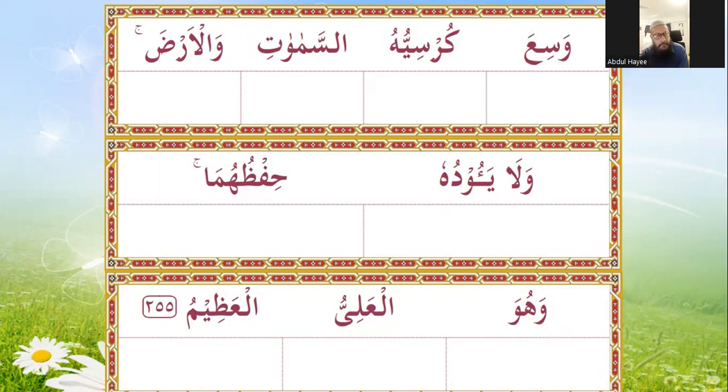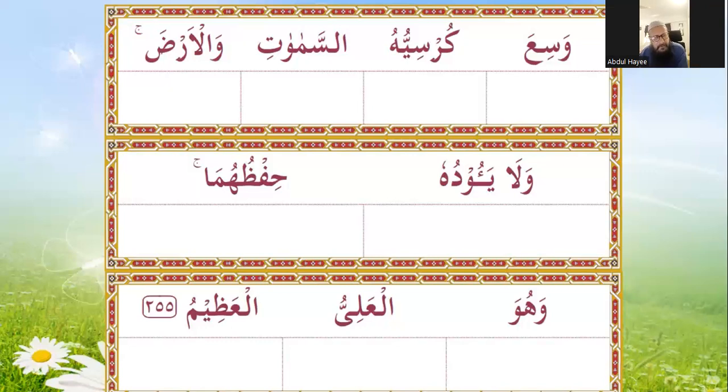Mil as-samawati wa mil al-ard wa mil ma bainahuma. Huma, that was its use. Huma, both of them, in between the skies and the earth. Huma was there. Wa, we know the meaning. Who is the pronoun? Al-A'la.